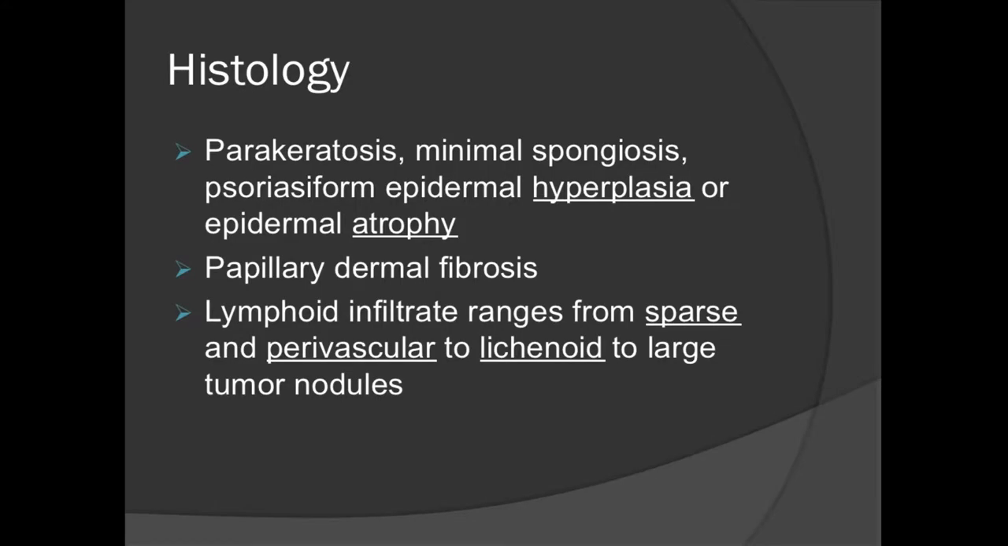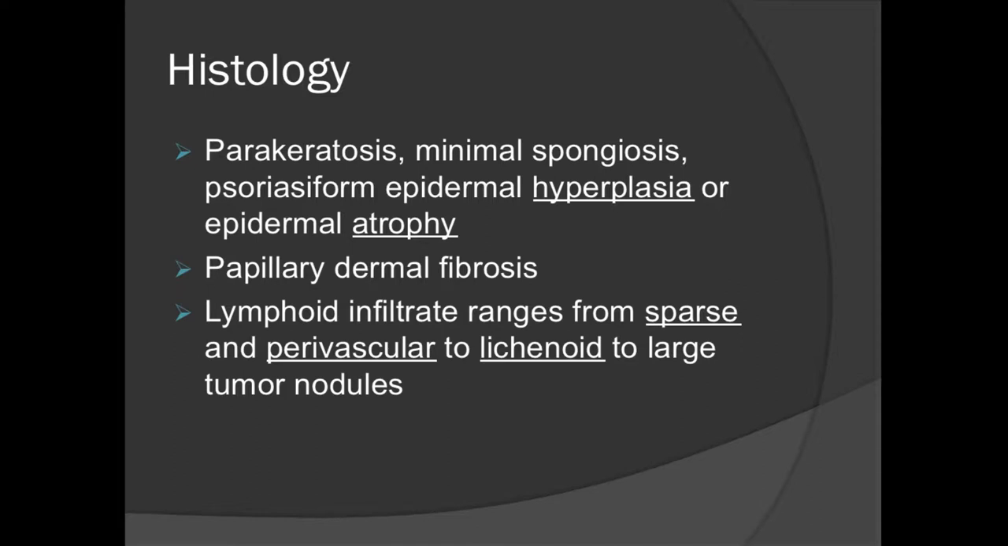If you look in textbooks of dermatopathology, and I know most of you who are not dermatopathologists would rather read the phone book than read a textbook of dermatopathology, but that being said, if you look at the description of MF, it's fascinating. You see parakeratosis, big deal, you see that in everything. You see minimal spongiosis, you see, I like this, psoriasiform epidermal hyperplasia or atrophy. So the epidermis can be either too thick or too thin, that's very helpful. Papillary dermal fibrosis, anything chronic gives you that, so that doesn't mean anything. But we're talking about a lymphoma, so this should be really helpful, right?